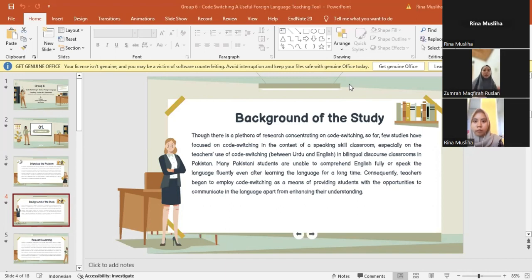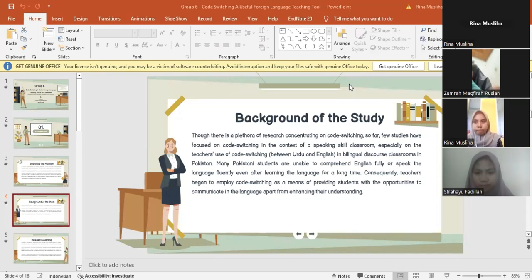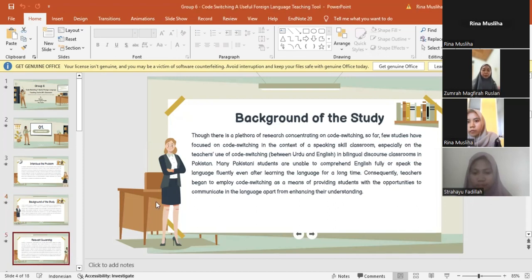Consequently, teachers began to apply code switching in the classroom as a means of providing students with the opportunity to communicate in the language. So far, only very few studies have investigated code switching as a teaching tool in the speaking skill classroom at the diploma level in Pakistan. Next slide.